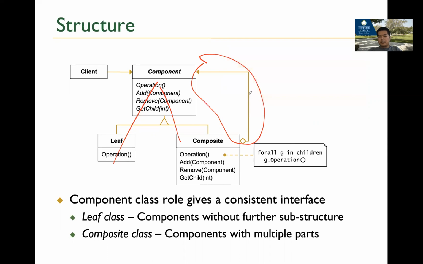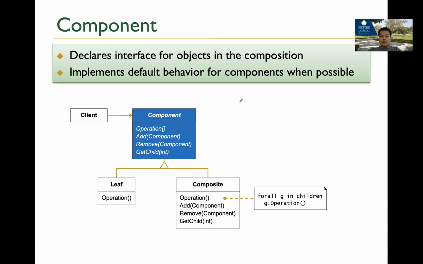But this association is the key to implement that. All right. If we go into a little bit more detail, this component declares the interface for the composite and then implements the base behavior. So this one here, we haven't used that one.